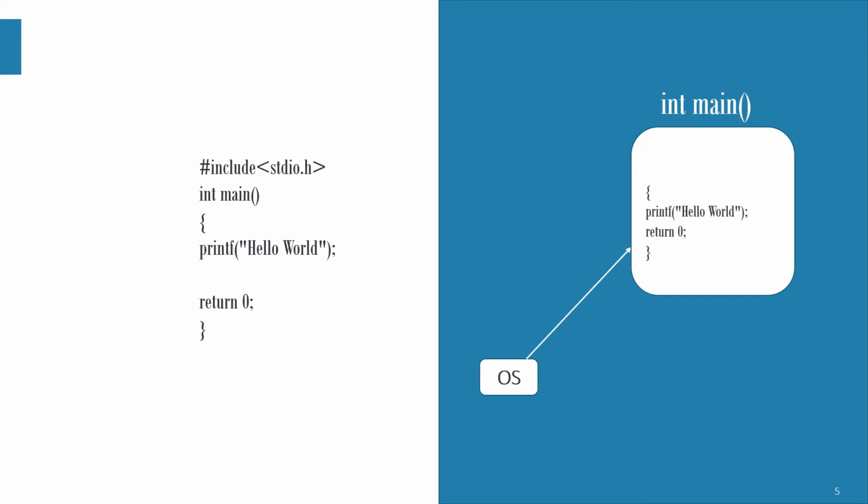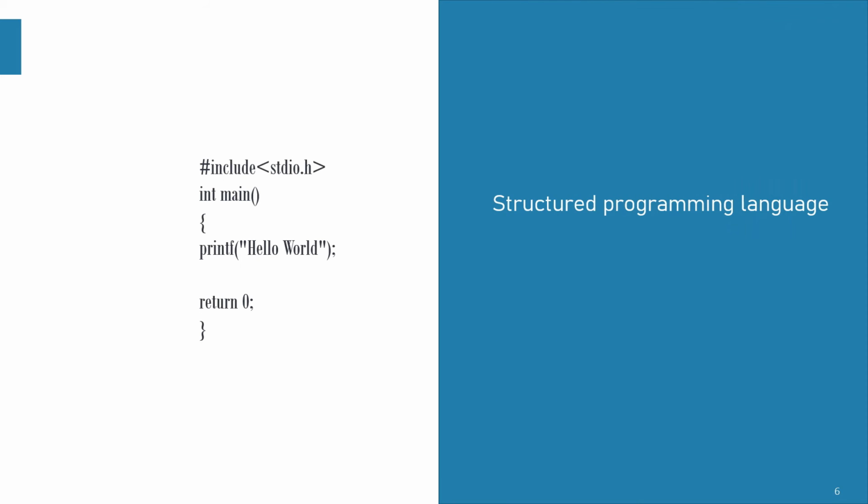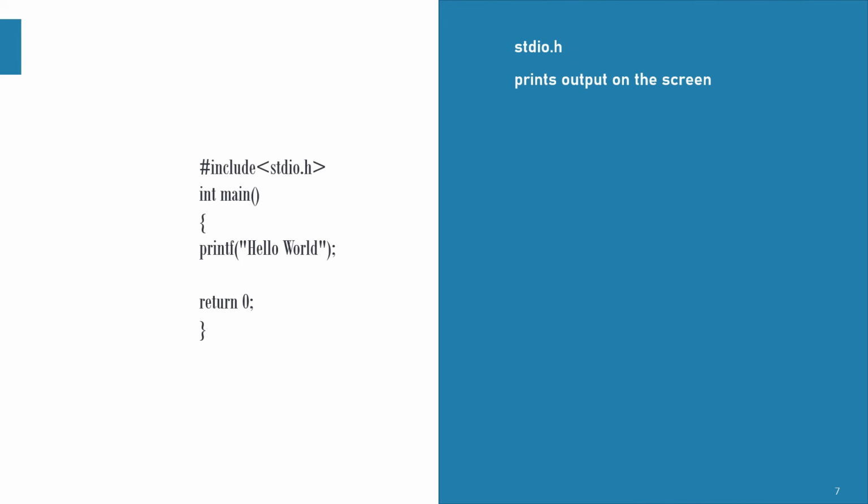Next we have the opening curly brace. Since C is a block structured programming language, the statements are grouped together to achieve a specific task and we use curly braces to group them, and if you see an opening curly brace it means the starting point of the block. Next we have printf hello world.